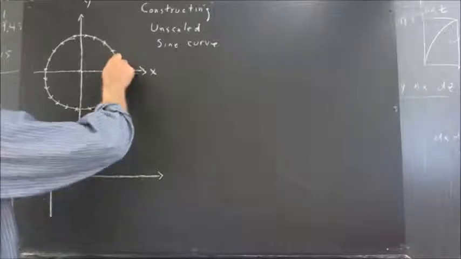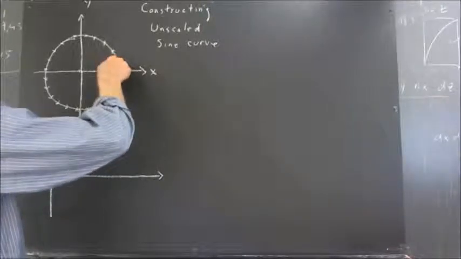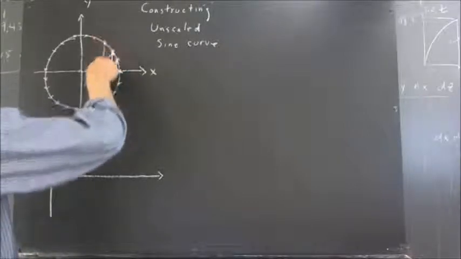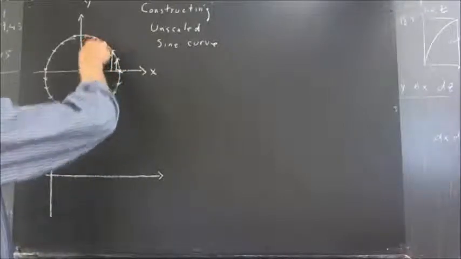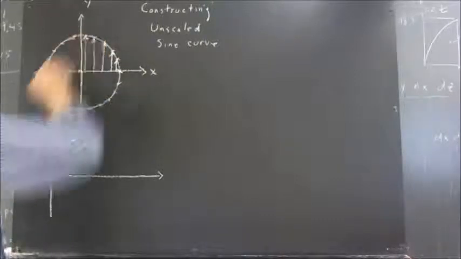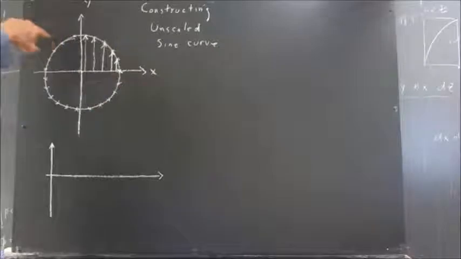So for each point, I'm going to sketch a vector, just an arrow from the x-axis straight to the point on the circle. Now I'm going to go off camera and draw the rest of them.